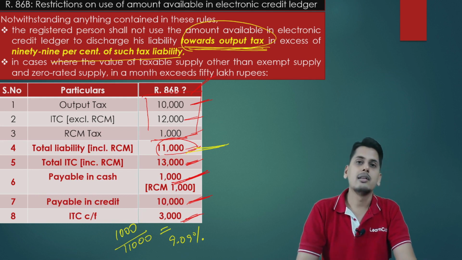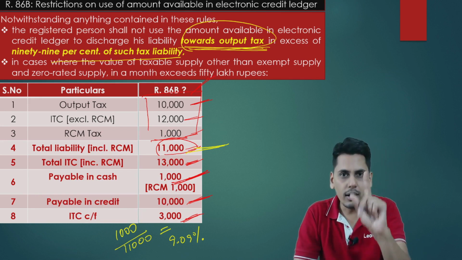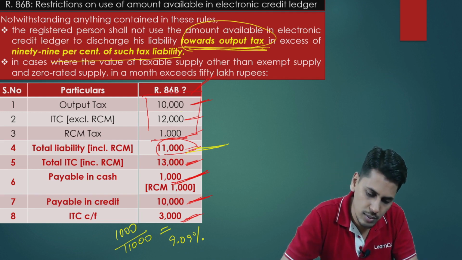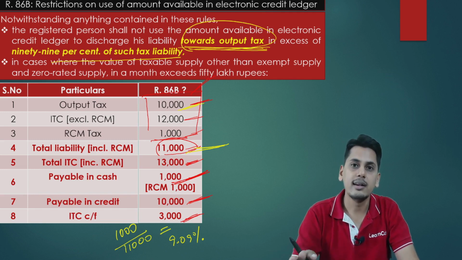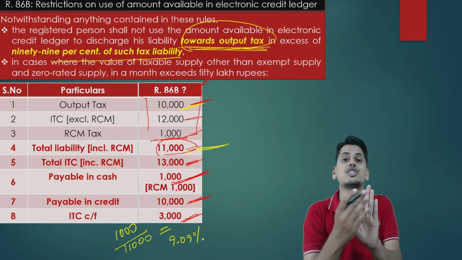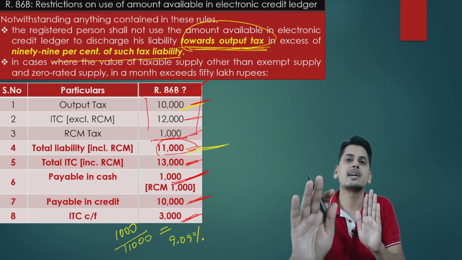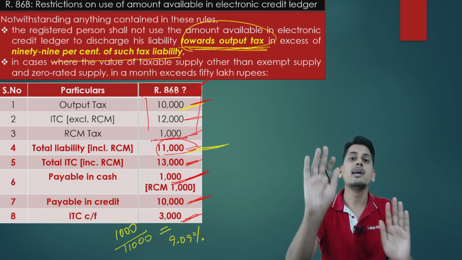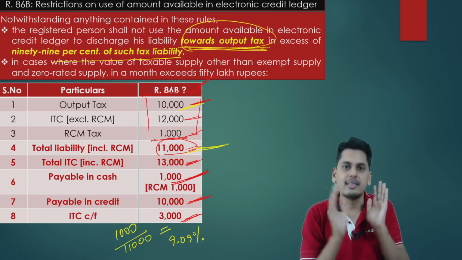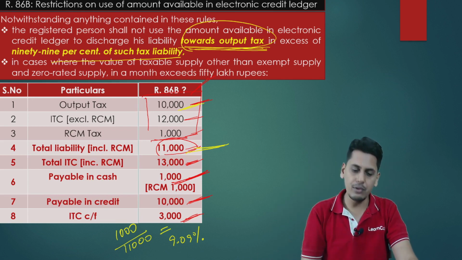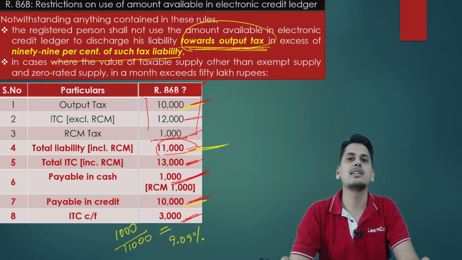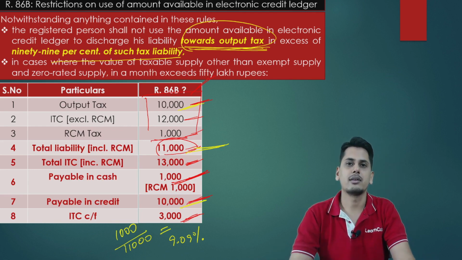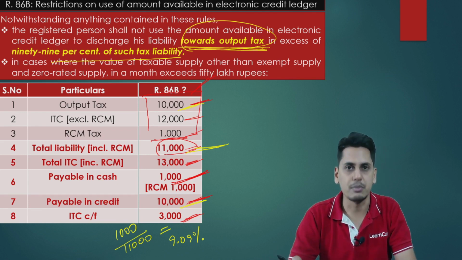So therefore, step number 1, compute what is your output tax. Output tax is how much? Output tax is 10,000. Now, to discharge this 10,000 rupees, how much credit balance can you use? You can use only 99% of this 10,000. How much credit balance have you used? Payable through credit, the entire 10,000 liability you have discharged through the credit ledger only. So therefore, this is not a sufficient compliance of Rule 86B.